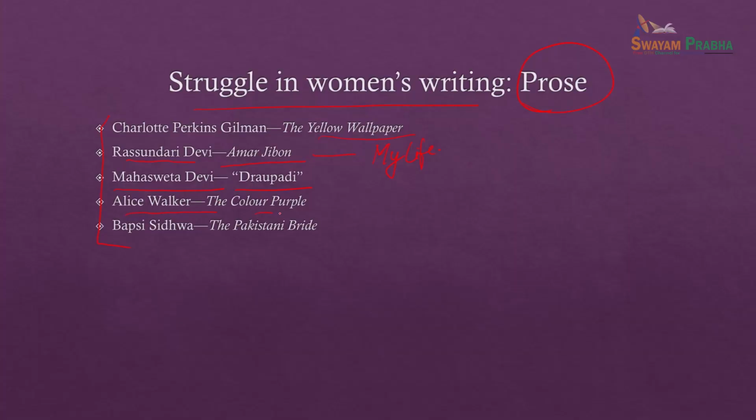Similarly, Alice Walker, The Color Purple. You will know that in The Color Purple there is a girl called Miss Sally. She is again a victim in her childhood. Her father molests her, rapes her, but she still survives and becomes a responsible older sister.